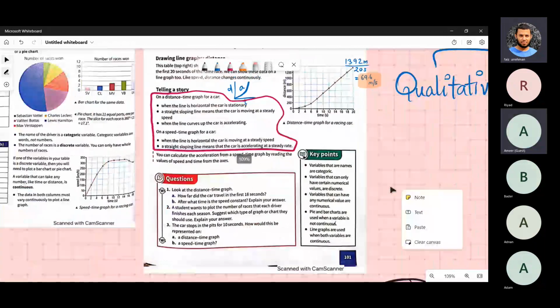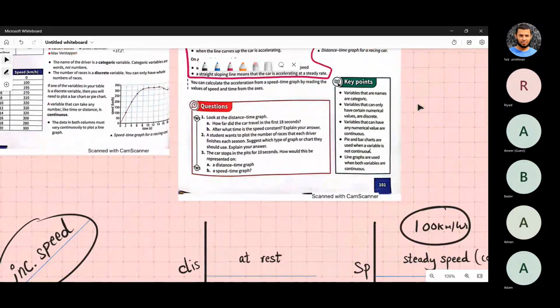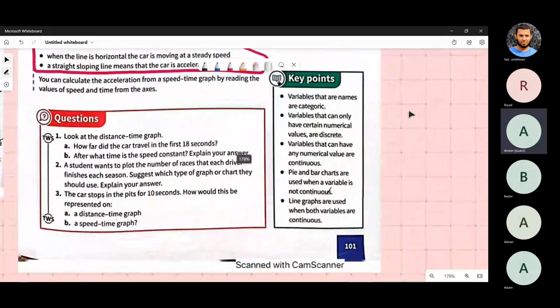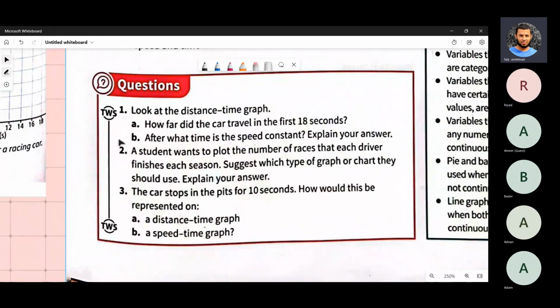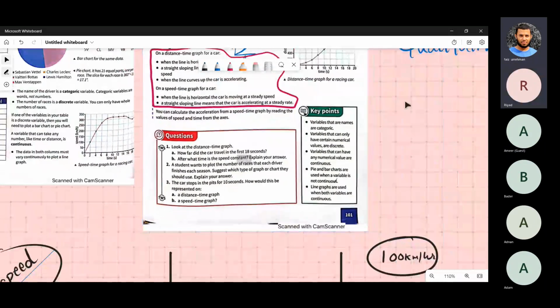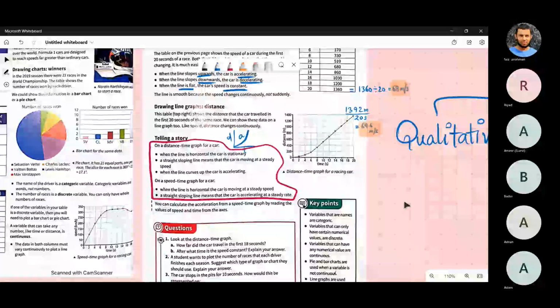See the key points in this lesson. Variables that are names are category, numerical, discrete. How far did the car travel in the first 18 seconds? These questions are related to the graph that was already put up here.